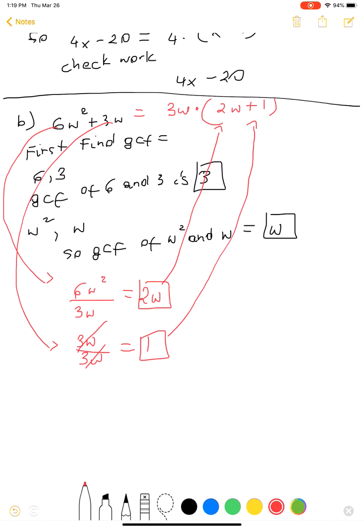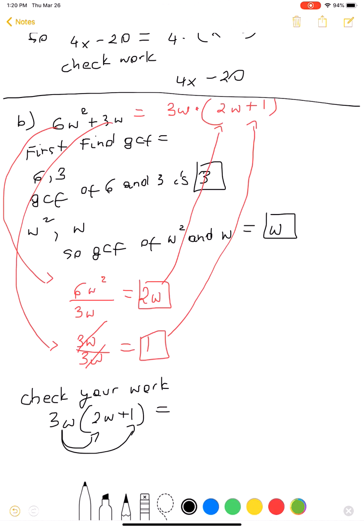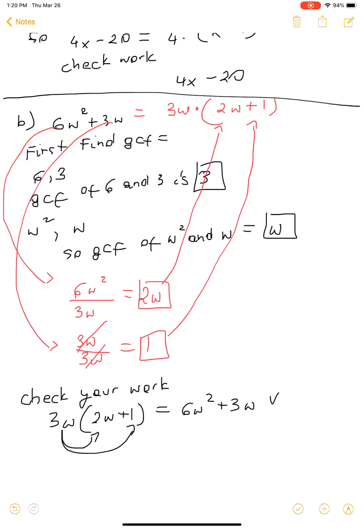So we factor 6w squared plus 3w, it's the same as 3w times 2w plus 1. You can always check work. Check your work, especially at the beginning, and see if 3w times 2w plus 1 will give you your original expression. So you're just going to distribute, which is 6w squared plus 3w. So we are correct. We are good here.